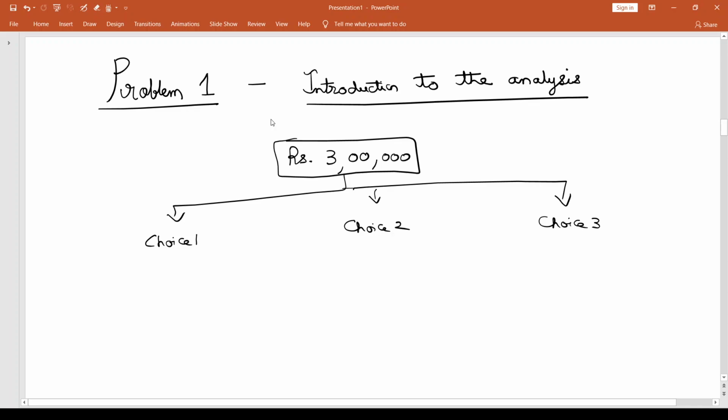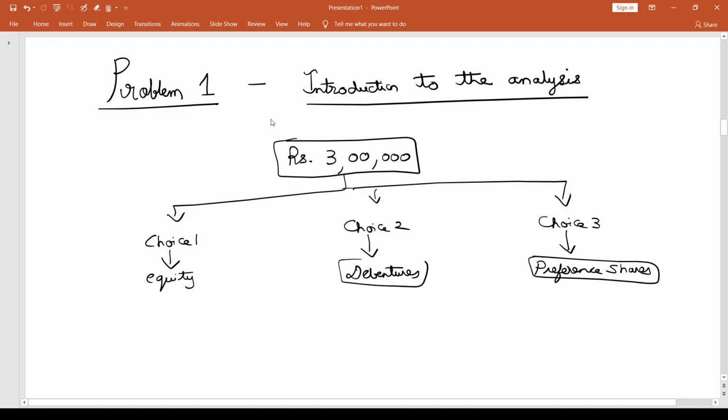Choice 1 is where I raise finance in the form of equity shares, and choice 2 is where I raise finance in the form of debentures, which is basically debt finance, and choice 3 is where I raise finance in the form of preference shares. So I need 3 lakhs, but I have three choices of raising this 3 lakhs. Which choice am I supposed to pursue?